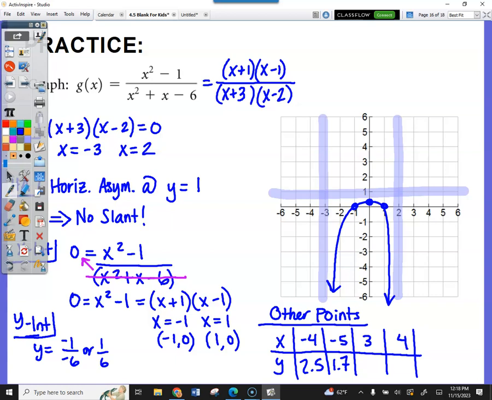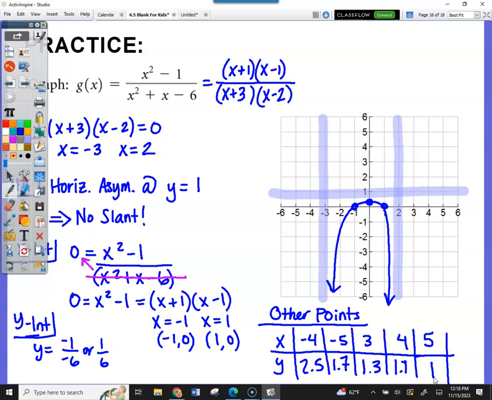When you plugged 3 in, what'd you get? When you plugged 4 in, what'd you get? I got 1.07. So I'll say 1.1-ish. If you plugged 5 in, what'd you get? You got 1. Okay. Let's plot these.